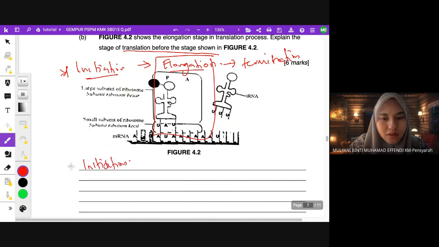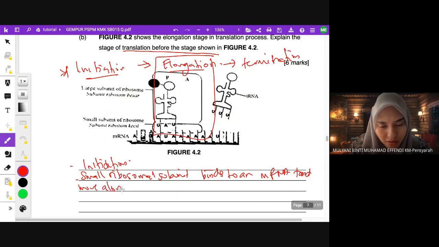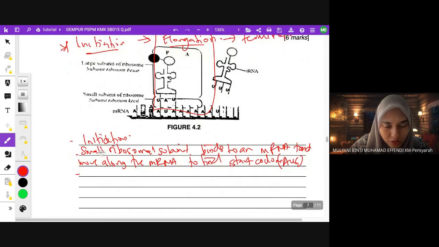Initiation. Okay. So di mana small ribosomal subunit binds to an mRNA and move along the mRNA to find start codon. So start codon apa? AUG. Macam tu. Okay, so tu dah ada 2 point kat situ ataupun satu lah kot. Initiation tu saya tengok dia tak ambil markah untuk initiation tu saja. So explanation tu kena ada.